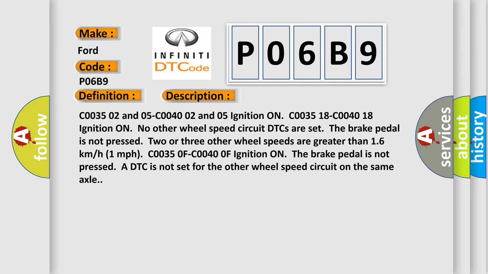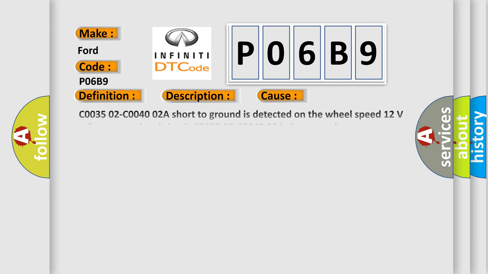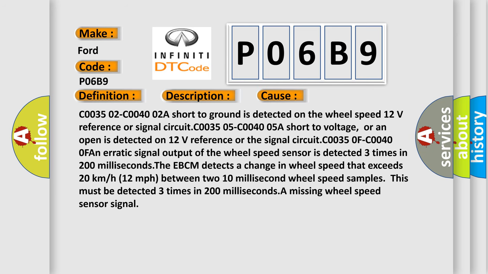This diagnostic error occurs most often in these cases: A short to ground is detected on the wheel speed 12 volts reference or signal circuit. A short to voltage or an open is detected on the 12 volts reference or the signal circuit. Erratic signal output of the wheel speed sensor is detected 3 times in 200 milliseconds.